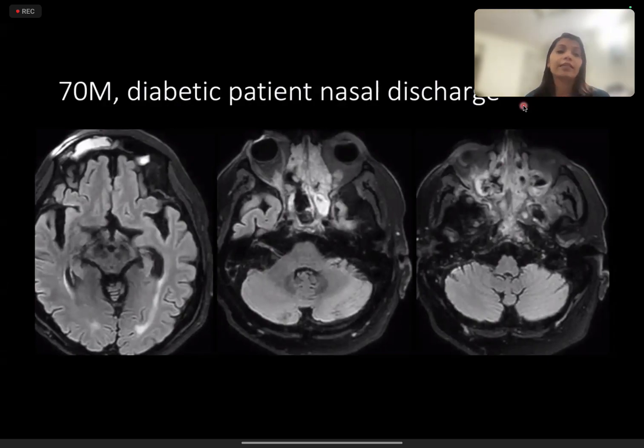Next case is a 70-year-old with diabetes, and he has presented with nasal discharge. So we've got 3 FLAIR axial images where we can see there's high signal within the paranasal sinuses, sort of florid high signal in keeping with mucosal disease. But there's signal void here within the right ethmoidal air cell and the sphenoidal cells. So thoughts, anybody? It's not going to be a simple case of sinusitis.